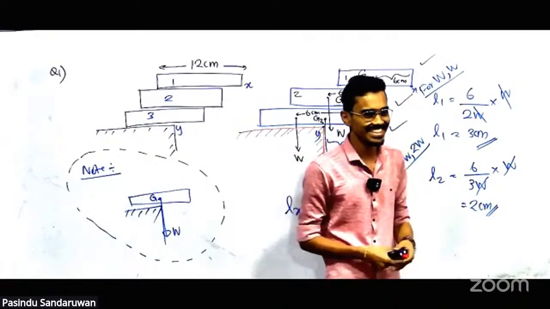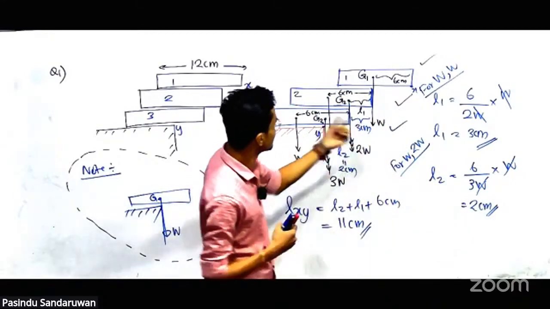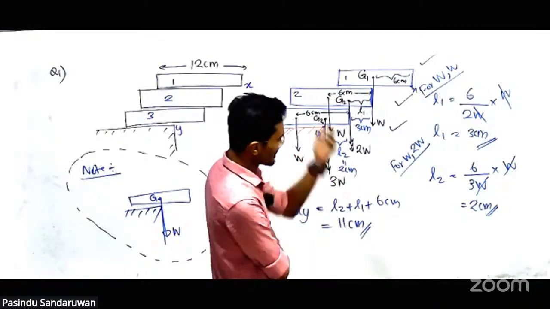Just by looking at this, can we say that it's 2? Just by looking at this, can we say that it's 3? Do the calculation.